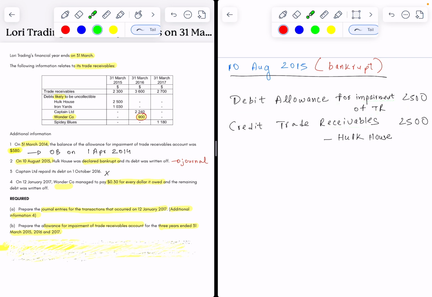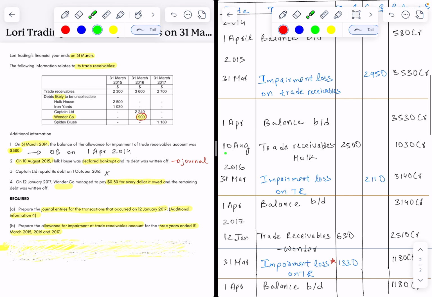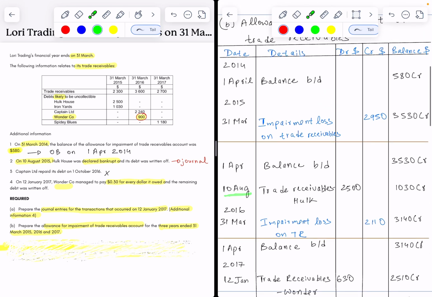So you can see that the allowance for impairment of trade receivables is being debited by $2,500. This means that the ledger account for allowance for impairment of trade receivables at 10 August 2015 is to be debited by $2,500, with the relevant account used in the details column being the trade receivables of Hulk account. Okay, so $2,500 debit gets deducted from the opening balance of $3,500 credit. Obviously, we are deducting it because we have credits and debits involved here, which is a mismatch. That leaves us with $1,030 as the difference, obviously with more credits because originally our credits were higher than the debits.